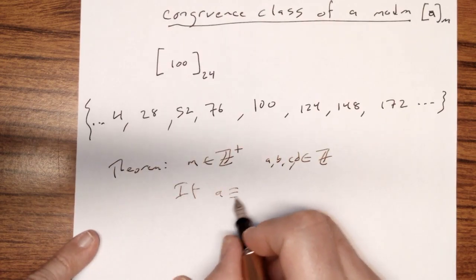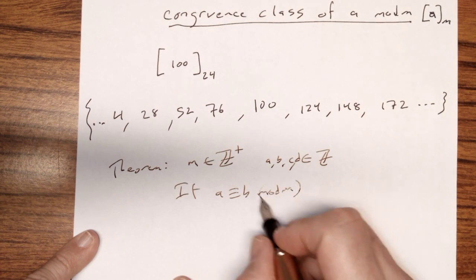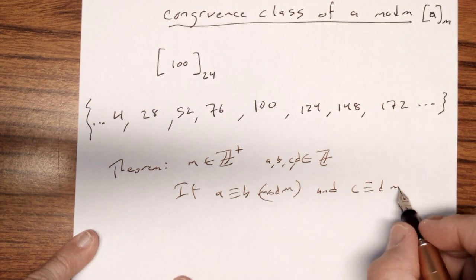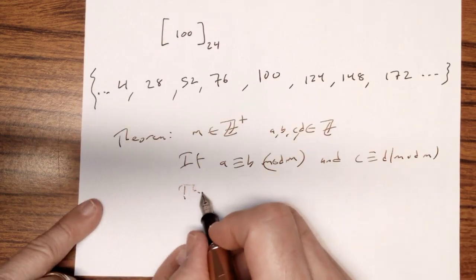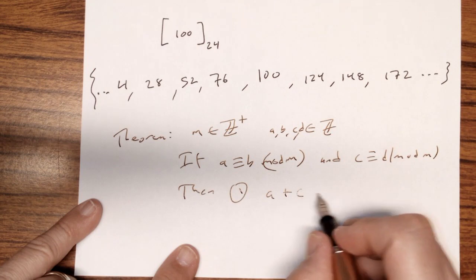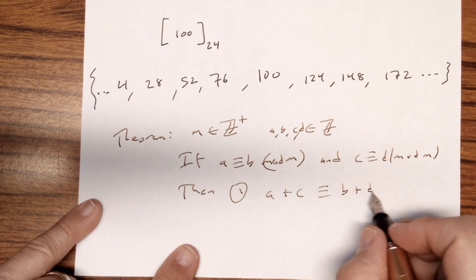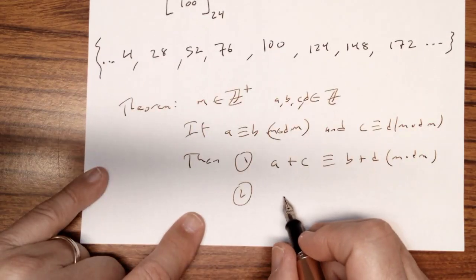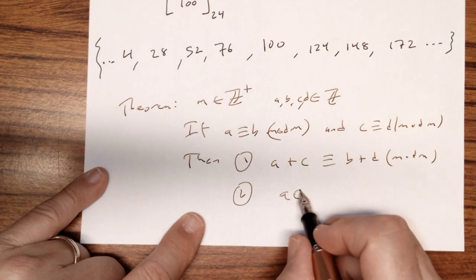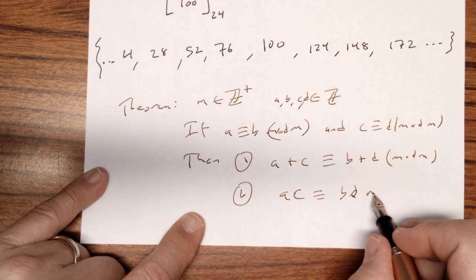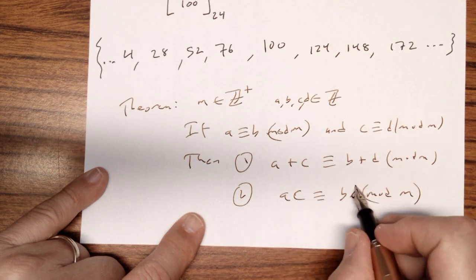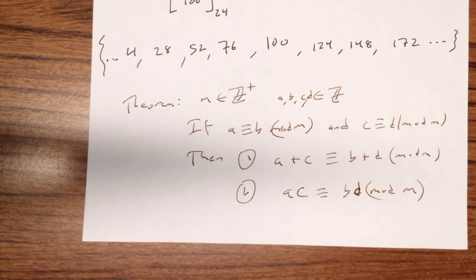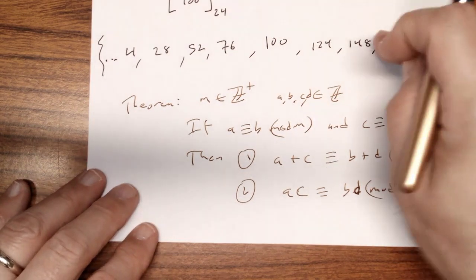If A is congruent to B mod M, and C is congruent to D mod M, then 1, A plus C is congruent to B plus D mod M, and 2, AC is congruent to BD mod M. So adding preserves our congruence, so does multiplying. And the reason this works is because of this idea.